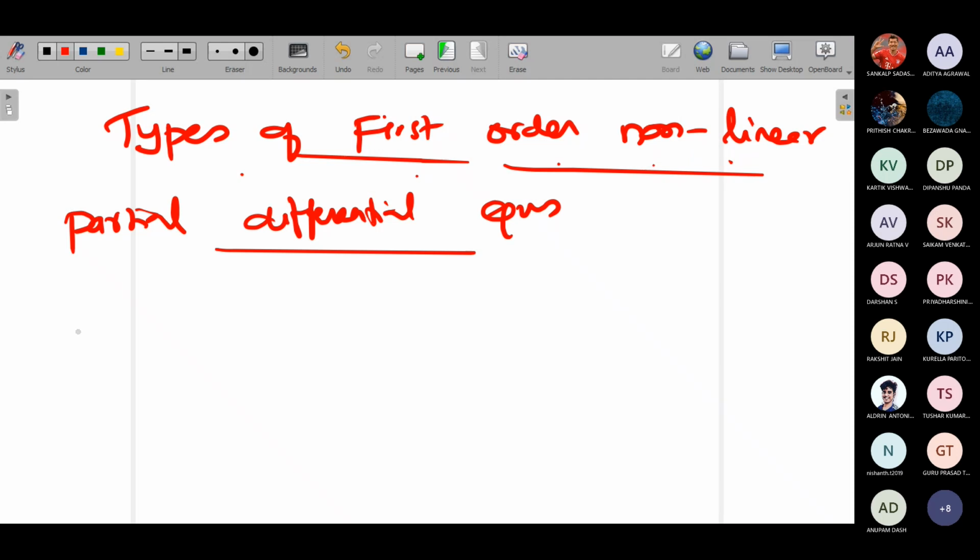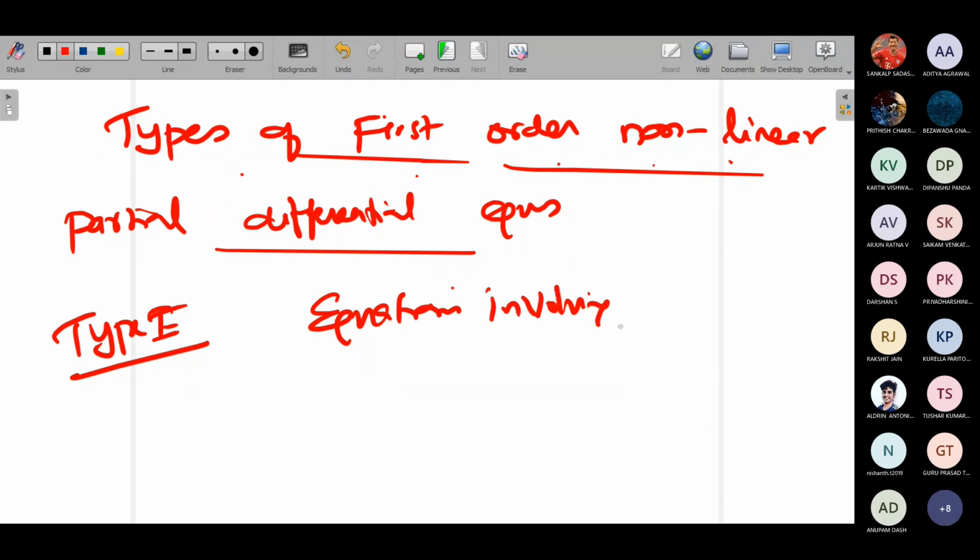Okay. So first type we are going to talk about is equations involving P and Q alone. Equations involving P and Q.